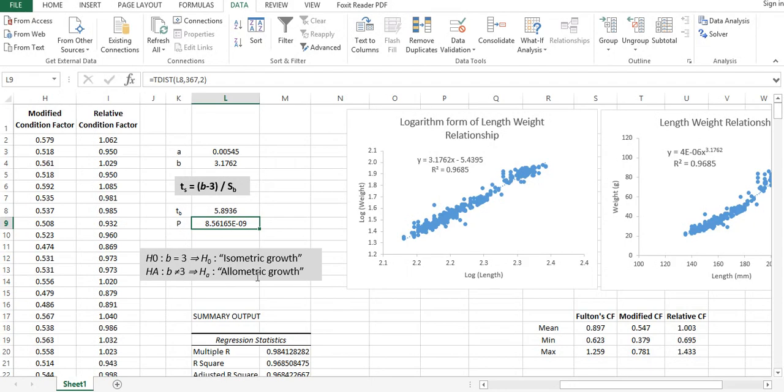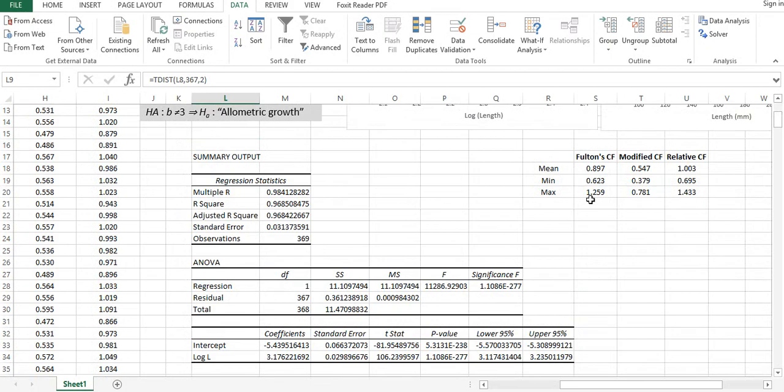Now check the confidence level. One important thing is the 95% confidence level of your b value. It ranges from 3.11 to 3.23, meaning we are 95% confident that your b value lies between these two values. Here it is 3.17.